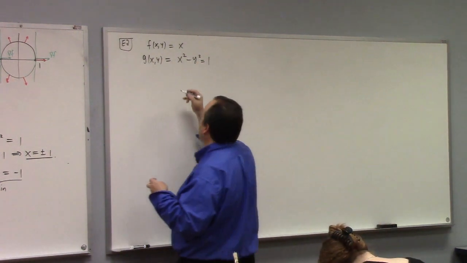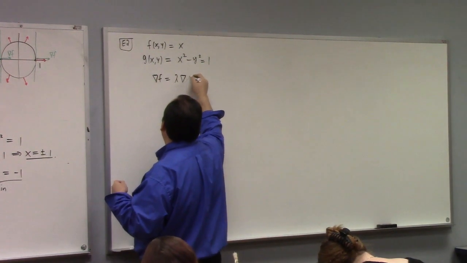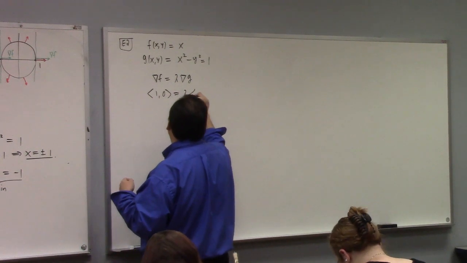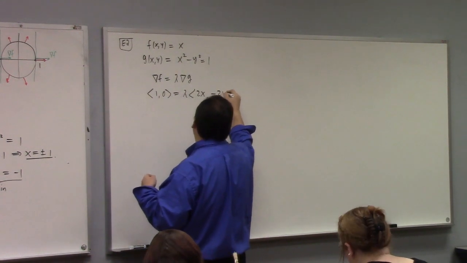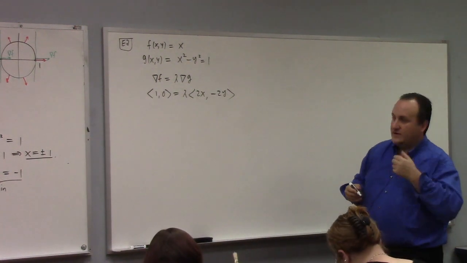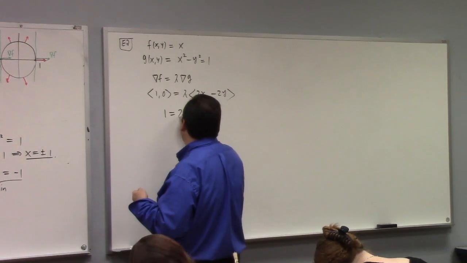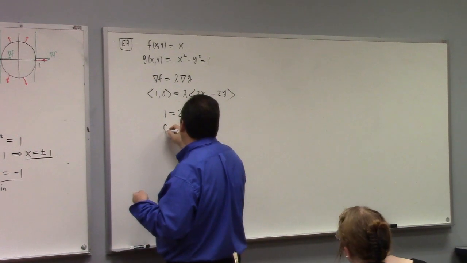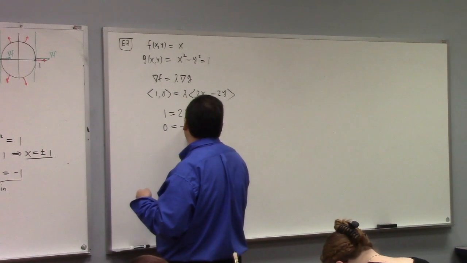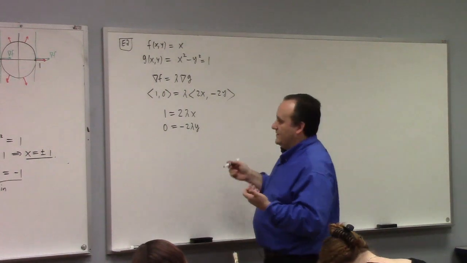Let's do the Lagrange thing first. Gradient of f is lambda times the gradient of g, which in this case gives us (1, 0) is lambda times (2x, minus 2y). What are my Lagrange multiplier equations? I got myself a 1 equals 2 lambda x, and I got myself a 0 equals minus 2 lambda y. So the algebra here is again kind of the same deal.